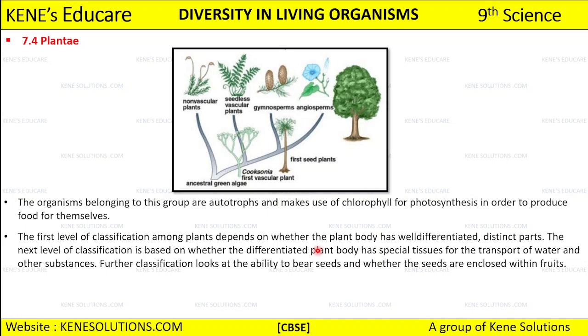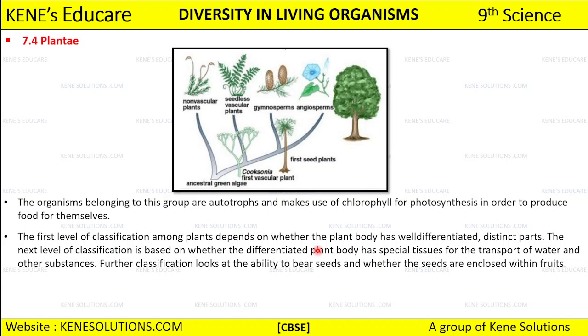The next level of classification is based on whether the differentiated plant body, the root, stem, leaves, has special tissue for transport of water and other substances or not. So the first thing we check is whether plants have differentiated parts or not. The second thing is whether the differentiated plant body has special tissue so that it can transport water and other substances.